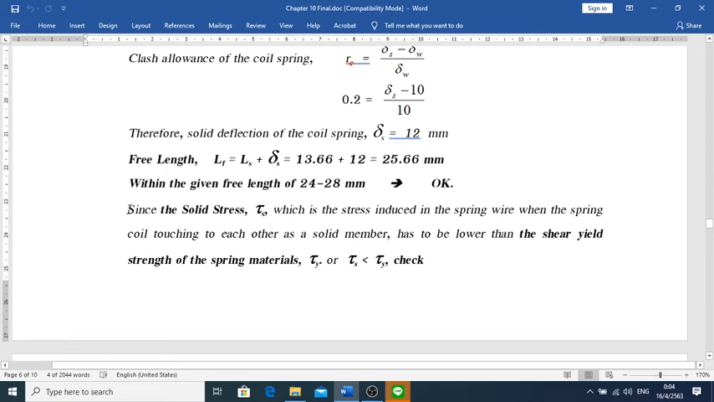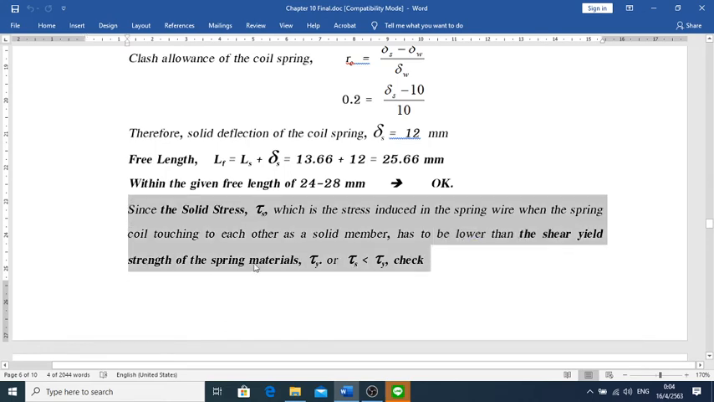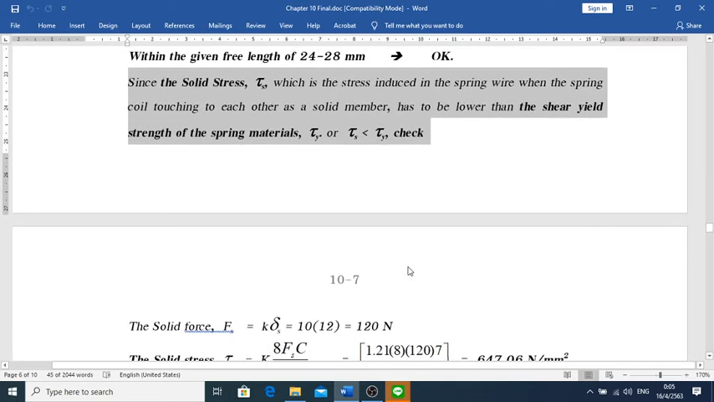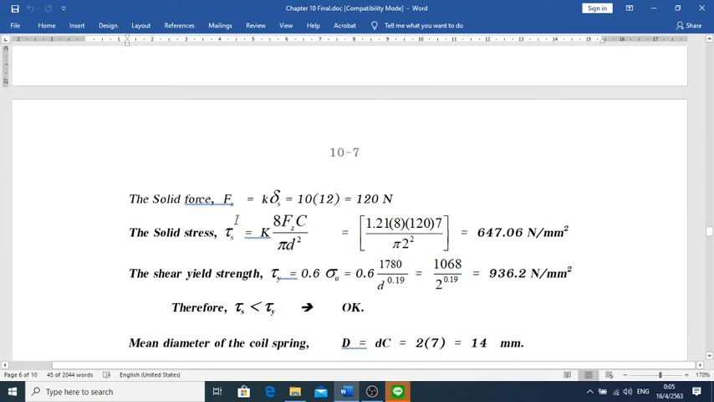And then this one is very important here. I said here, the solid stress tau sub s, which is the stress induced in the spring when the coils are touching each other as a solid member, has to be lower than the shear yield strength of the spring material tau sub y, or tau sub s less than tau sub y. So this is why we're going to check it over. You got to check it. Be careful. If you don't check it, I'm going to make a deduction of 2 points, because it's very important.